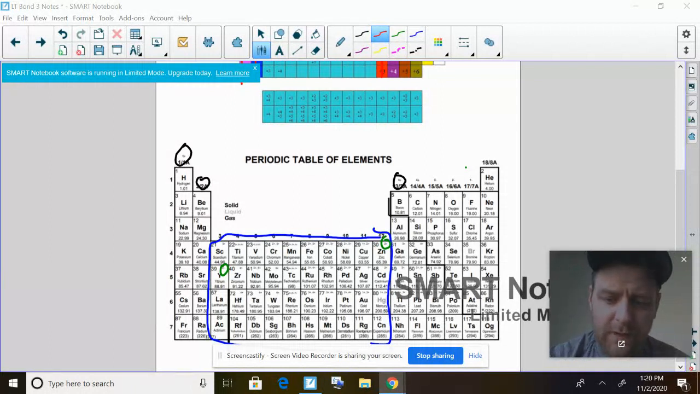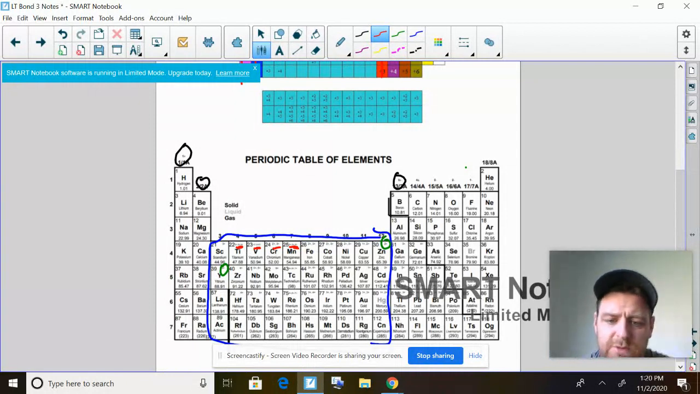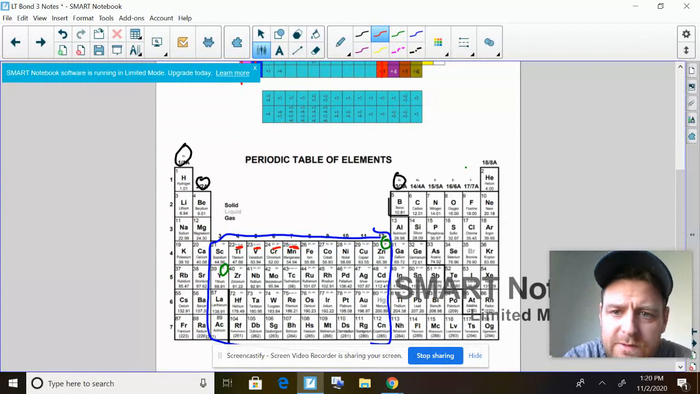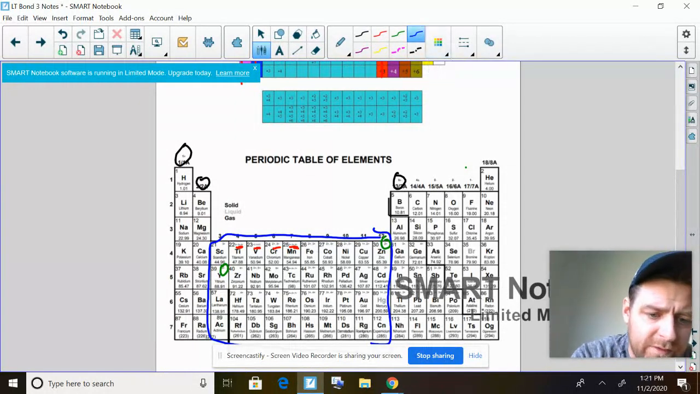The multi-charged metals would be something like manganese. Right here, it's got multiples, multiples, multiples, multiples. So those are what we call multi-charged metals. We'll learn how to name those later. There's a little trick, but right now we're focused on what we call single charge. The charge is always the same no matter what.